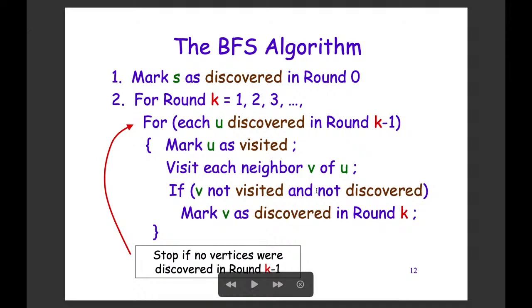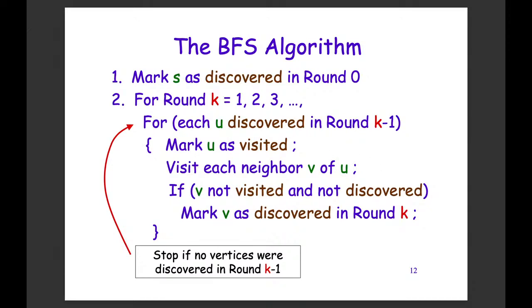If a neighbor is not visited and not discovered before, we can simplify this as not discovered. If a certain vertex is not discovered already, then we mark the vertex as discovered, so that in the subsequent round, we will be visiting this vertex. And this loop will stop whenever there is no new vertex discovered in the previous round. That means that all the vertices have been discovered, and are already on the list.